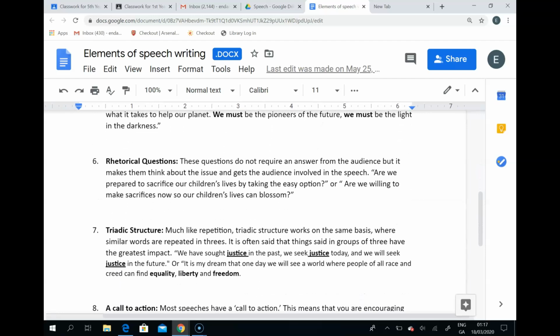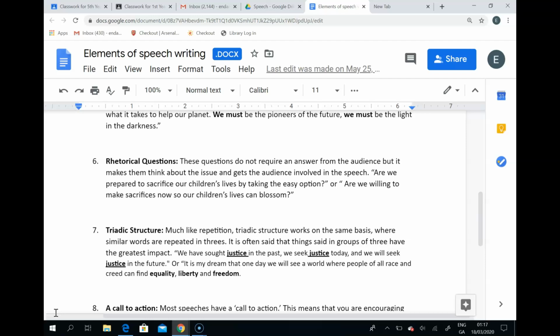Number 7, triadic structure. We mentioned this before, sounds complicated. It's not. Much like repetition, triadic structure works on the same basis where similar words are repeated in threes. It is often said that things said in groups of 3 have the greatest impact. "We have sought justice in the past, we seek justice today, and we will seek justice in the future." Or, "It is my dream that one day we will see a world where people of all race and creed can find equality, liberty, and freedom." Word, word, and word. Equality, liberty, and freedom. Much better impact on the audience.